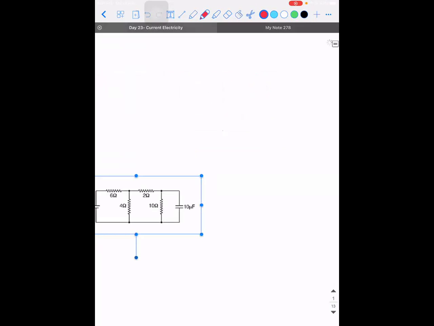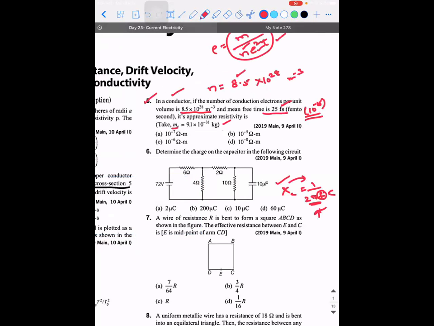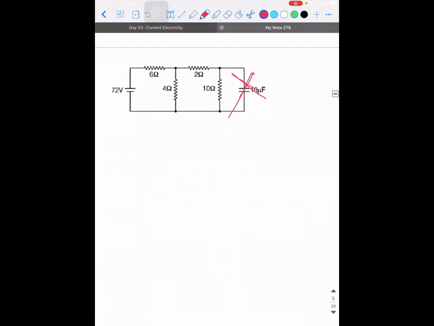Whenever you have a problem based on a combination of resistors and capacitors in the case of direct current, I'm not talking about alternating current, what you're supposed to do is make the capacitor branch an open circuit. As a result, there will be no current flowing through it. So the effective circuit is the 6 ohm, 4 ohm, 2 ohm, 10 ohm connected across a 72 volt device. 6, 4, 2, 10.